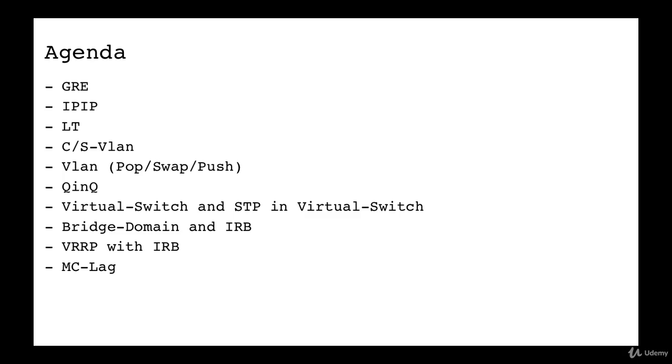And we'll start over with the bridge domain and IRB. This is a familiar concept if you're coming from Cisco IOS. That's the SVI aspect of it, where we'll use a switched VLAN interface to route between two different VLANs. We'll implement VRRP for an IRB sort of situation, and finally we'll wind up the course with MC-LAG.